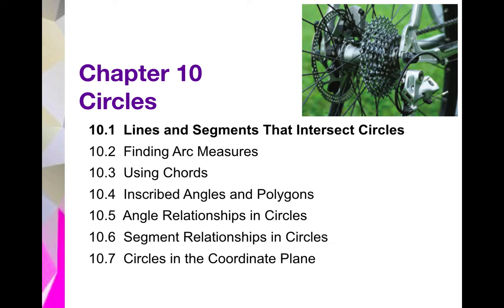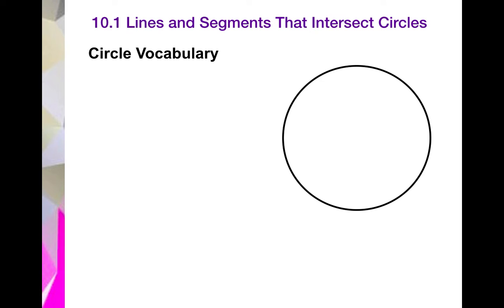We're in Chapter 10, talking about circles. We're going to start out with 10.1, lines and segments that intersect circles. So let's just get used to some vocabulary. The center of the circle is the point that is equidistant from all the other points. So this point here, D, is the center, and all the points around the circle are equidistant from that point.